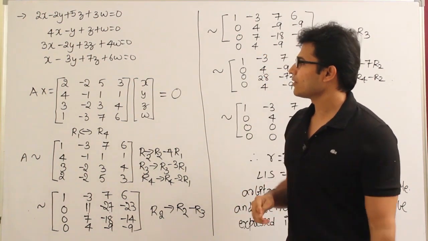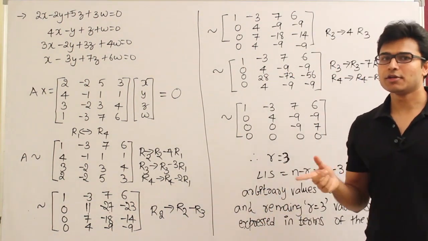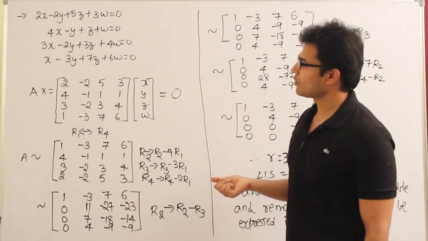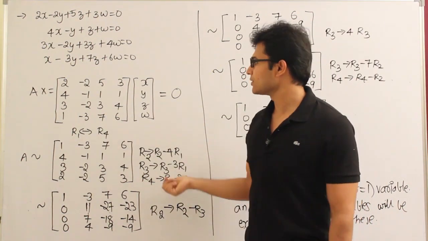Okay, so now again the same thing. I'll try to apply only row transformations and convert it into echelon form, and find the rank of it. That is the entire thing done here.